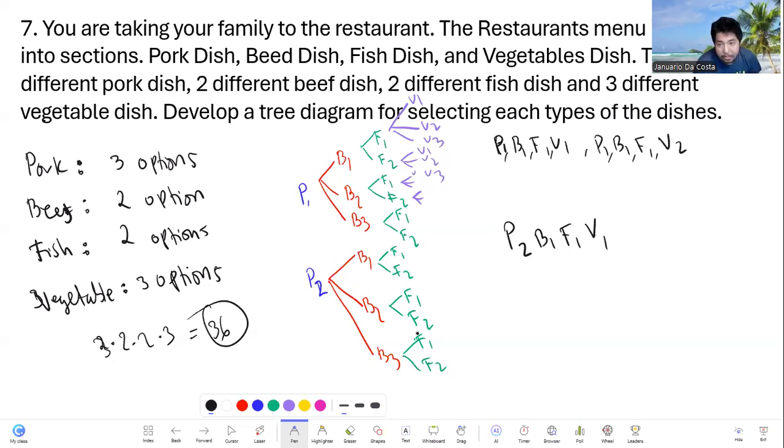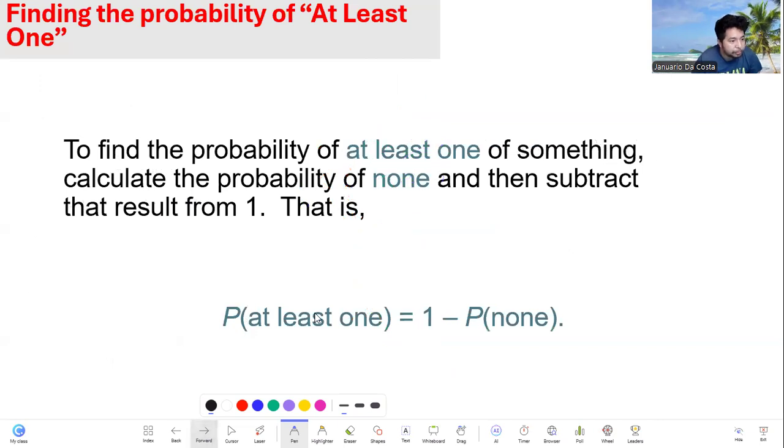Okay, that's what tree diagrams are, okay? Any questions about tree diagrams? All right. So, probability of finding at least 1.